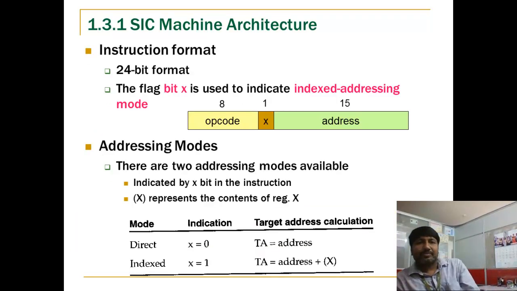Next, if you take the SIC machine architecture, as we discussed, it's a 24-bit format. If you take the 24-bit format in any instruction, we will classify it in parts. One is the opcode part, then we will use X, then the address. The flag bit X is used to indicate indexed addressing mode. So opcode 8 bits, X 1 bit, address 15 bits.